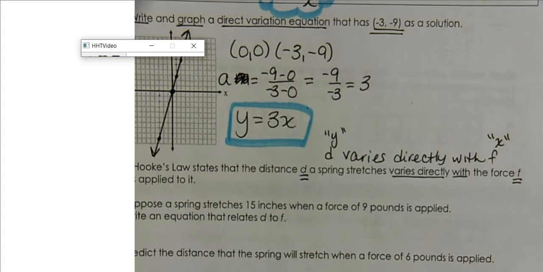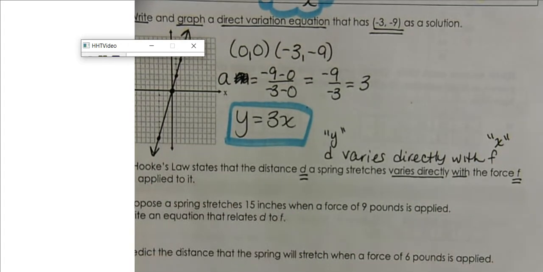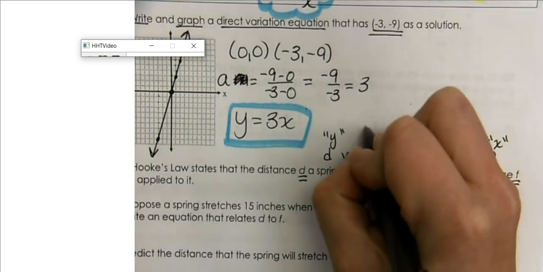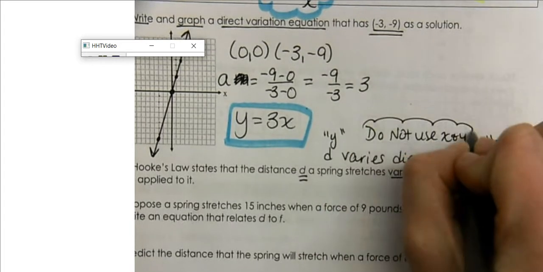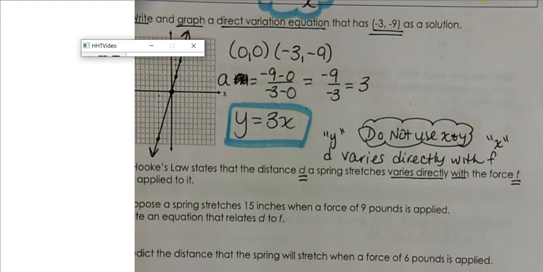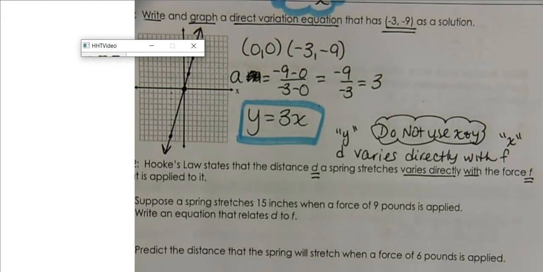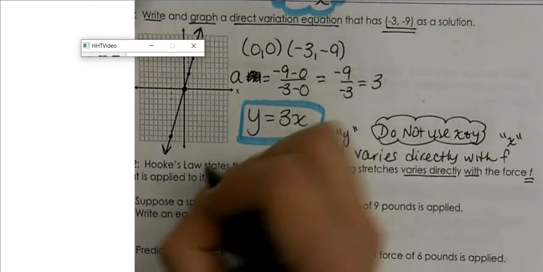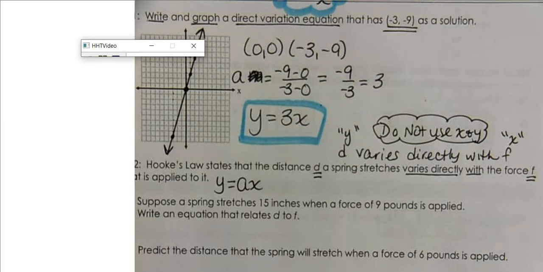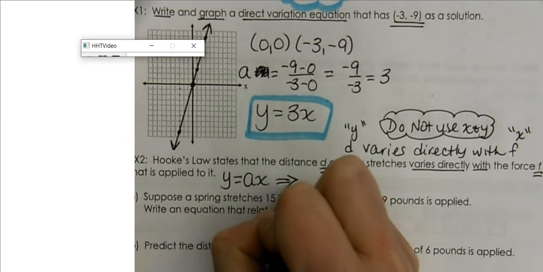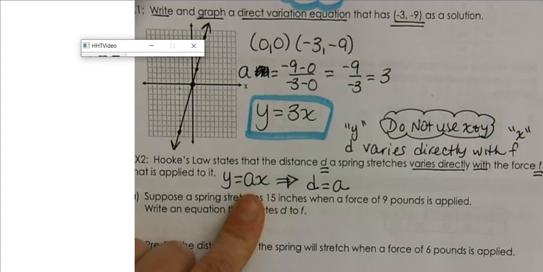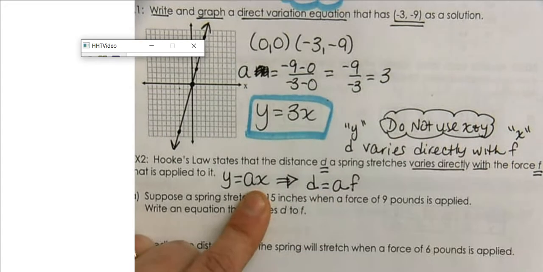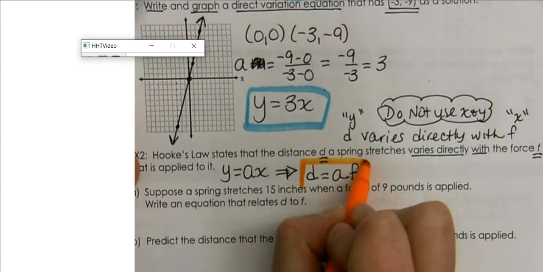Now, because this problem has specific variables to represent real life information, do not use x and y in your problem. Instead, use D and F, but you can use x and y as your guide to write your equation. So if we know that y equals a times x represents a direct variation, we can replace the letter y with the letter D. We would still have a as our constant of variation, and instead of the letter x, we're going to use the letter F. So this will help us with our structure for writing an equation.